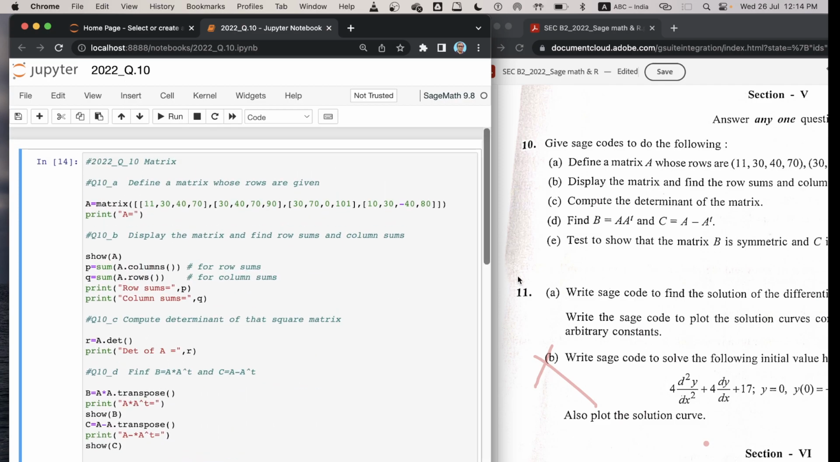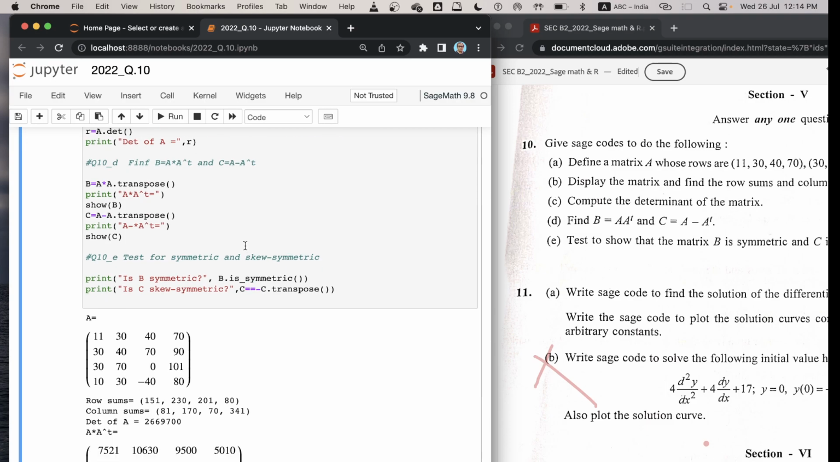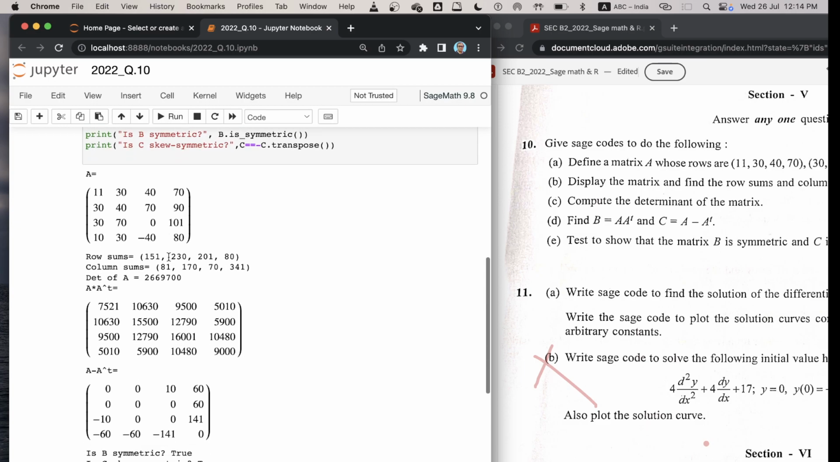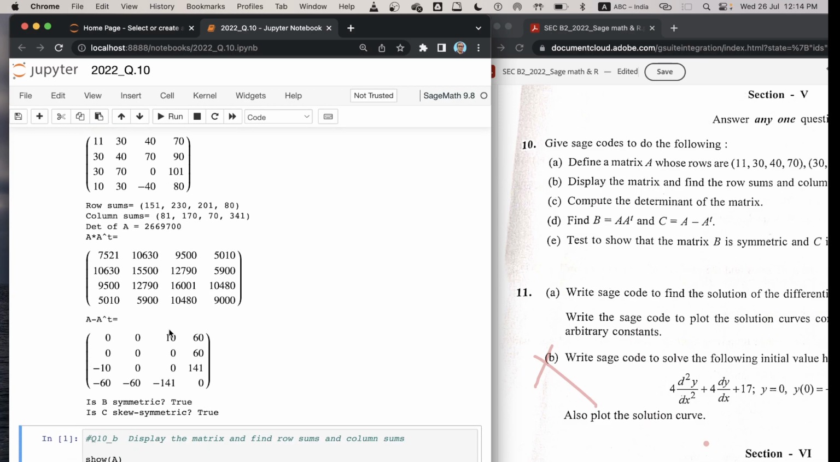Here the question is A minus A transpose. So here put a star. So A minus A transpose gives this.